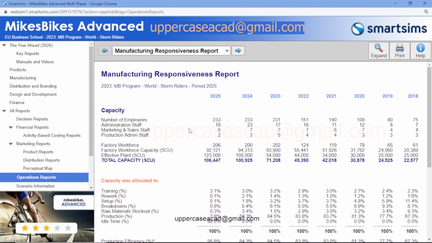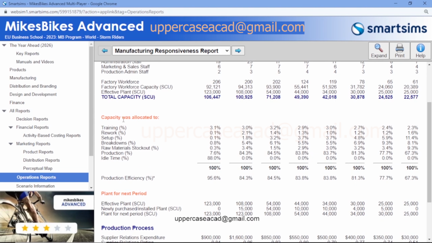Again, we have the administrative staff, and the marketing and sales staff. Then the total capacity, because in the MikesBikes simulation, the capacity is always in SCU, and this is a combination of both the factory workforce capacity and the effective plant capacity. You should note that my SCU was also increasing, because I started with 22,000 and now I'm on 105,000. Then we have the capacity that was allocated here.